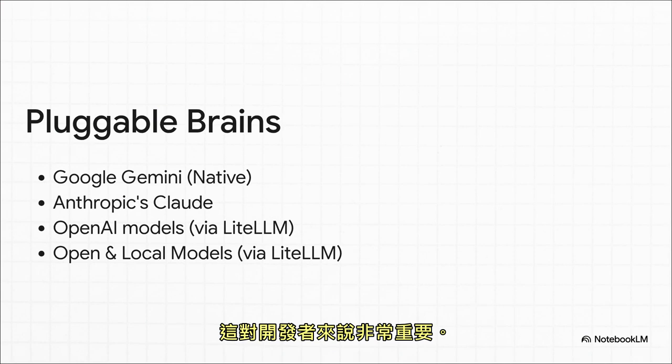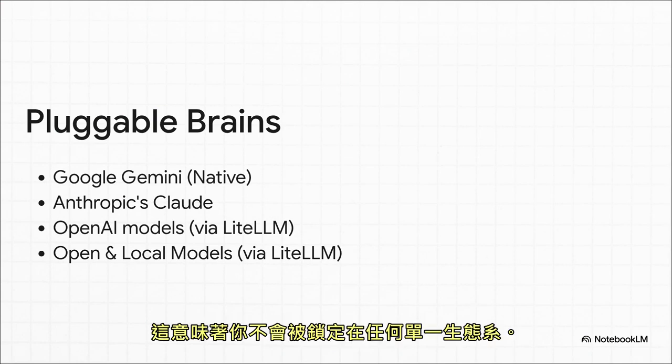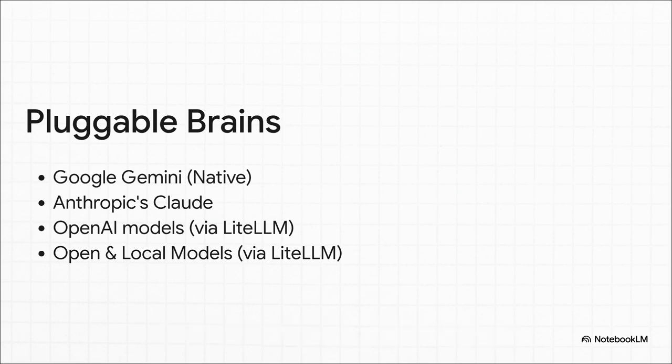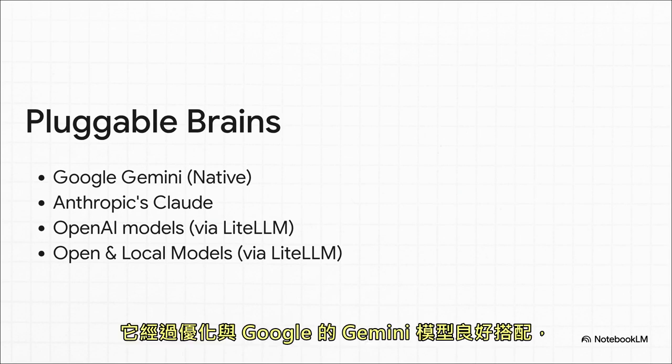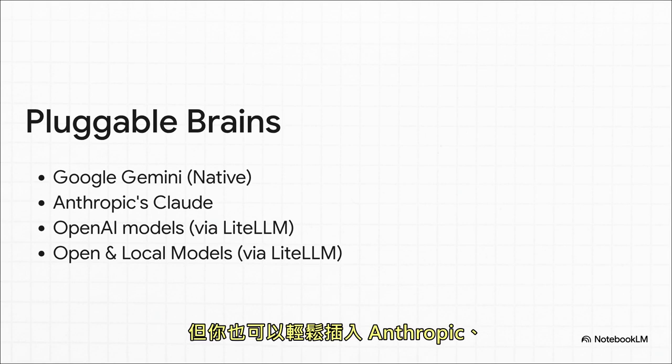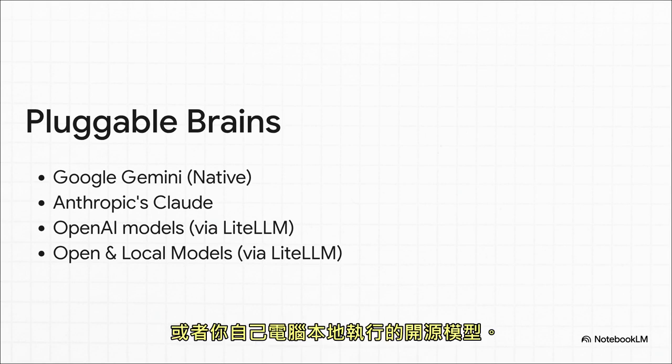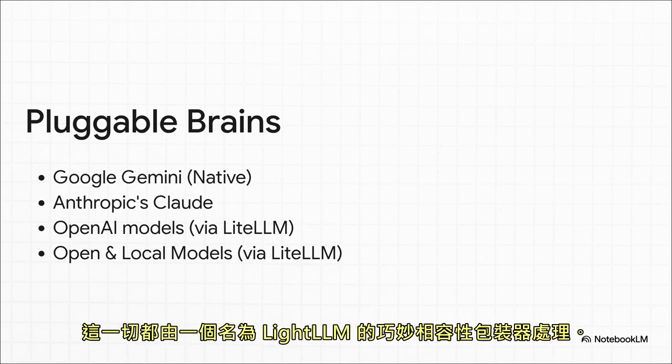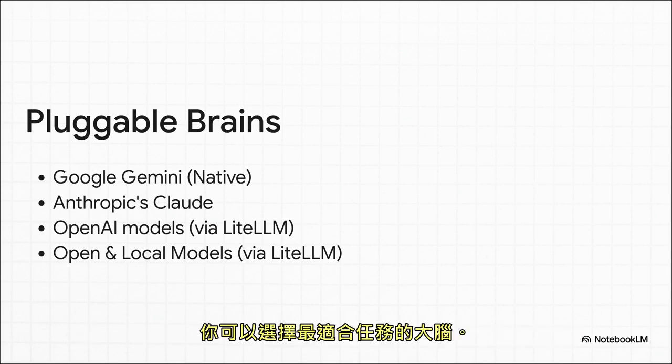Now, this is huge for developers. ADK is model agnostic. That means you are not locked into any single ecosystem. Of course, it's optimized to work great with Google's Gemini models, but you can easily plug in models from Anthropic, from OpenAI, or even open source models that you're running locally on your own machine. It's all handled by a clever compatibility wrapper called LiteLLM. You get to choose the right brain for the job.